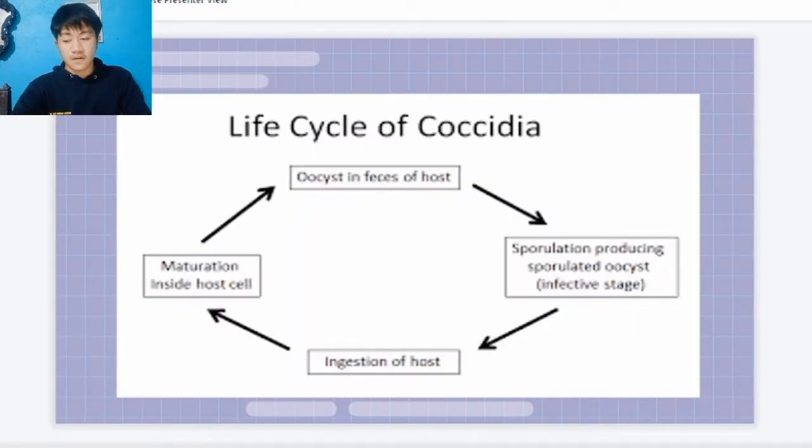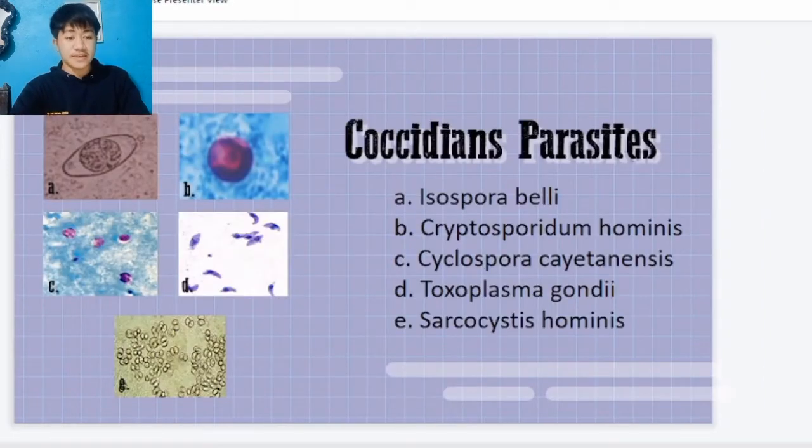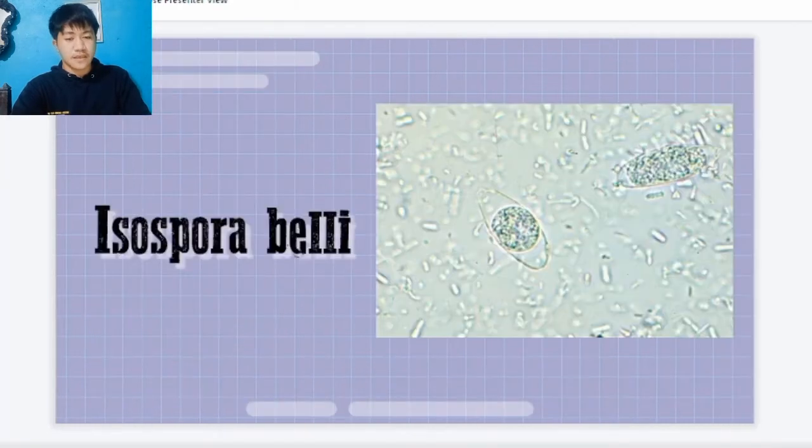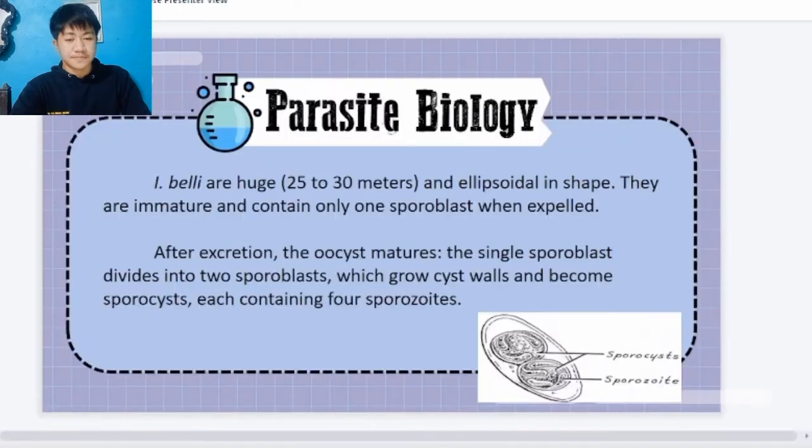The Coccidian life cycle takes approximately 5 to 8 days to complete. Unsporulated oocysts are shed in the feces in the litter. The following parasites are under the Coccidian parasites: Isospora belli, Cryptosporidium hominis, Cyclospora cayetanensis, Toxoplasma gondii, and Sarcocystis hominis. So, Isospora belli.